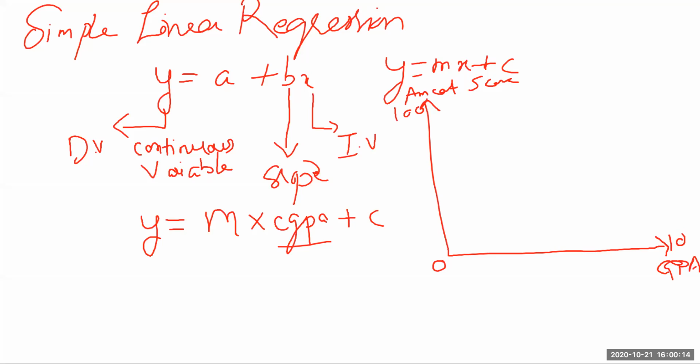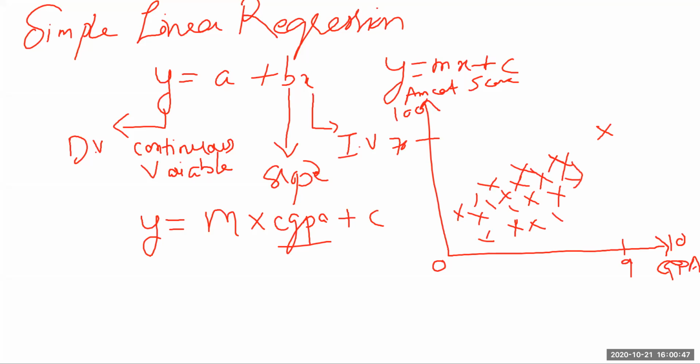And on this graph, we may plot 1,000 scatter points. Means, for a particular student, we may have a CGPA of, let's say, 9, and he may have a score of, let's say, 72 or 70. So we'll have a cross point. You have a crowd of many cross points spread over this particular graph, and there could be some kind of a correlation. So what we want to find is how do we model the line.